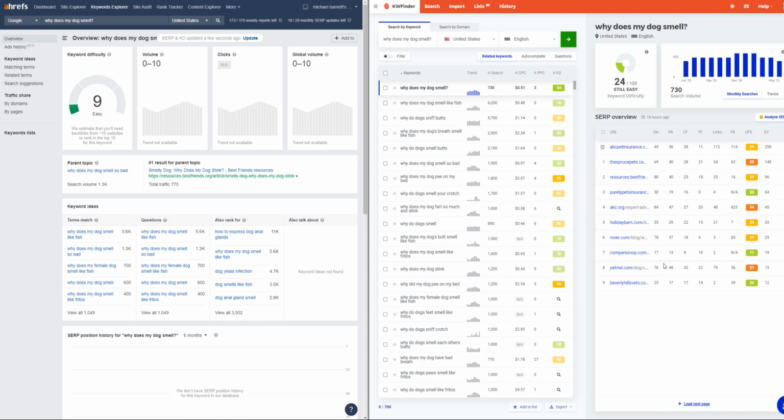We've got a 35, we've got a 17, we've got a 25. So yeah, there are a few that are not super high DA, so I can see why it's a 24. That seems to make sense.